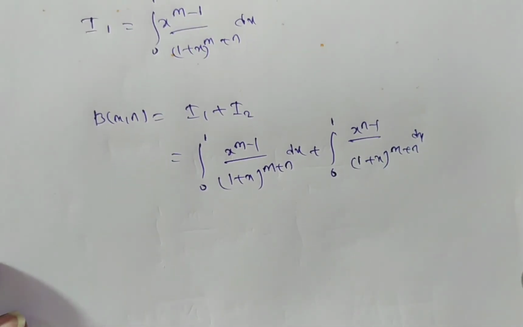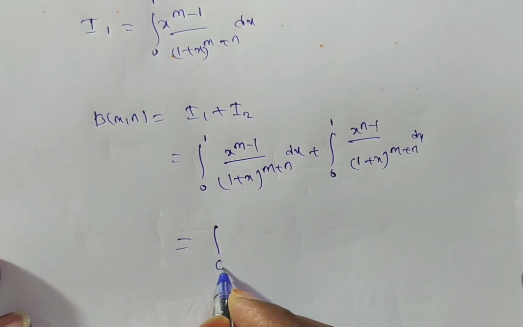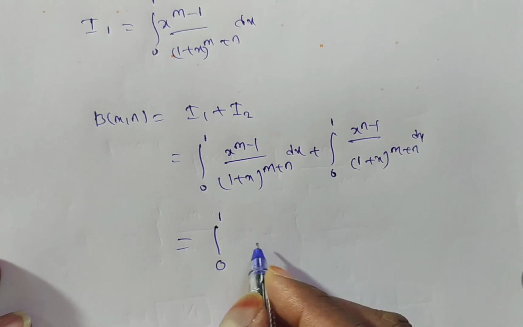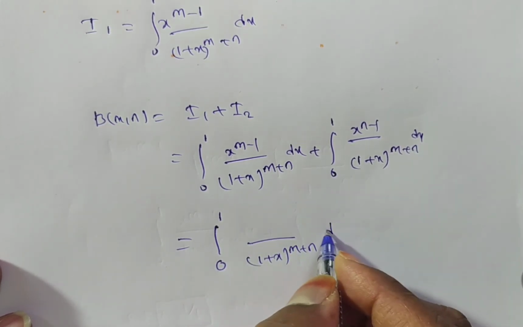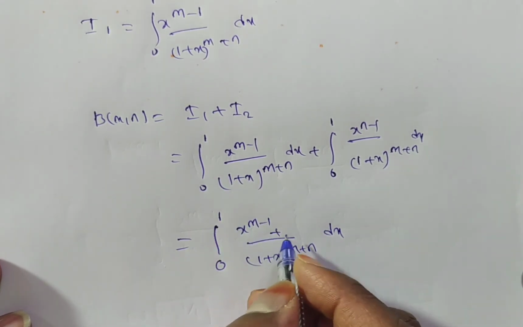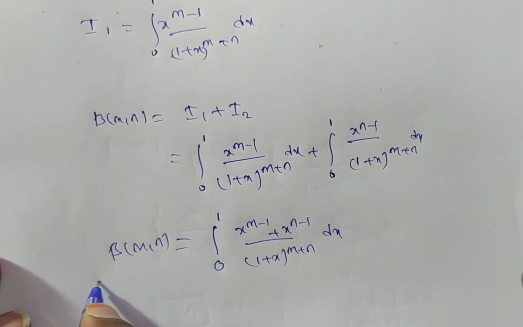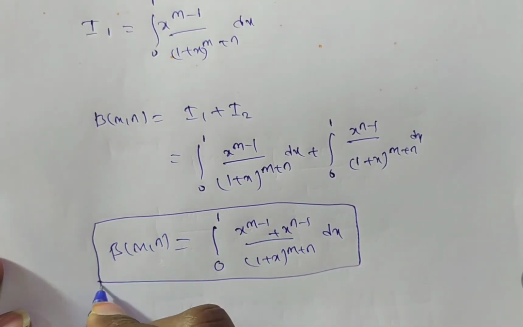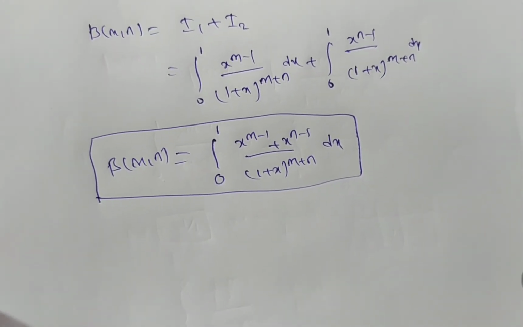From these two, what you can take common, you see, both the integrals have the same denominator. So from the linearity property, you can write integral 0 to 1. In the denominator, (1 plus x) to the power of m plus n is a common term, into dx. So the numerator is x to the power of m minus 1 plus x to the power of n minus 1. This is which value? Beta of m comma n. So this is the transformation of beta of m comma n, standard form 2.